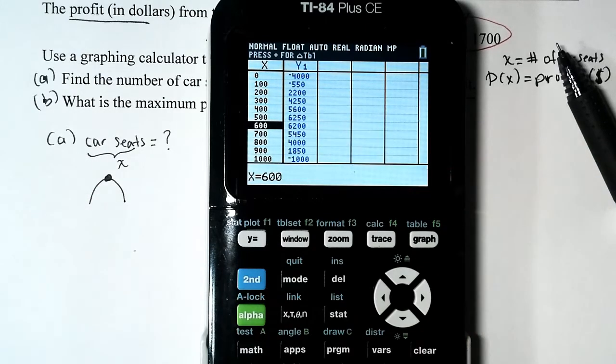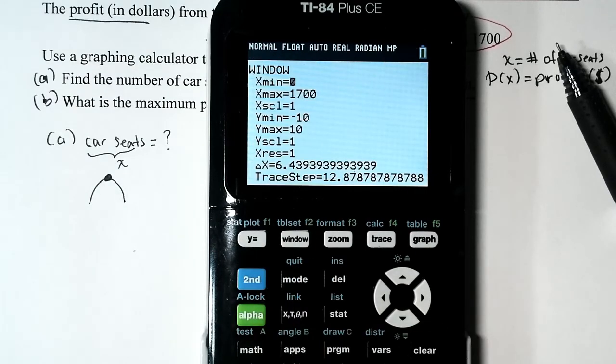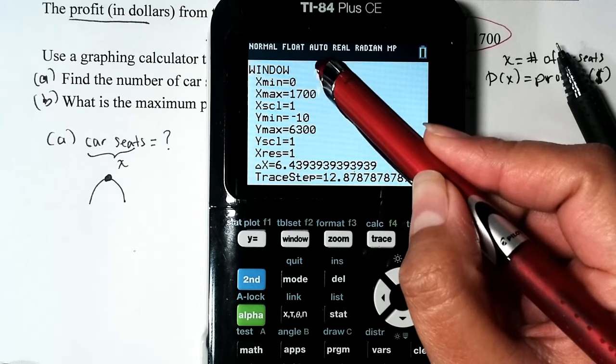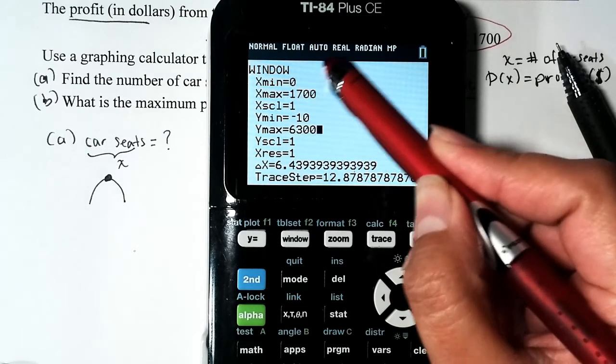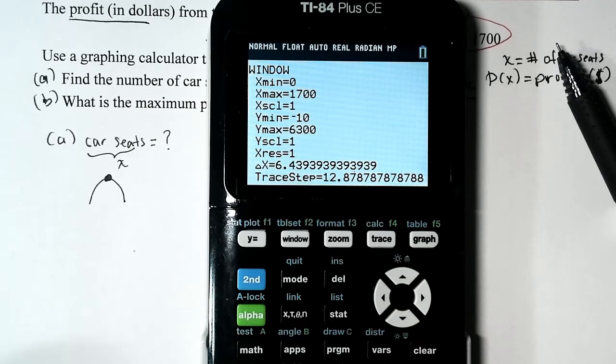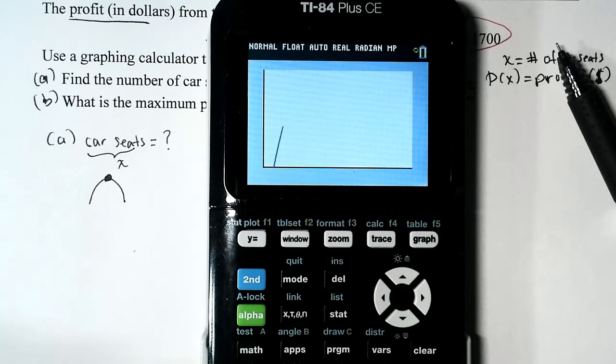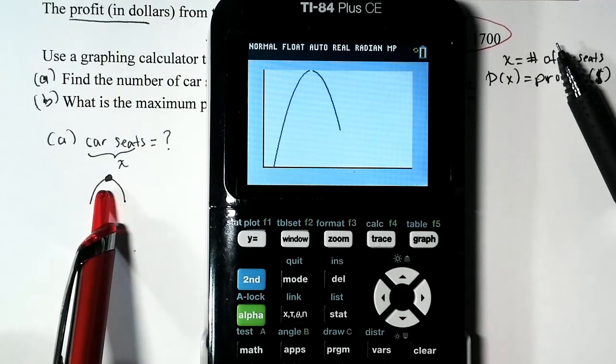So let's go back to the window. Me and my bad memory, the maximum that we saw on the table I believe was 6250. I'm going to go to 6300 just so I have a little cushion. For me, it's really difficult to have the top of the graph right at the very edge of my screen, so I like to have a little cushion. So we adjust the maximum to 6300. We hit graph. Hopefully we see a maximum.